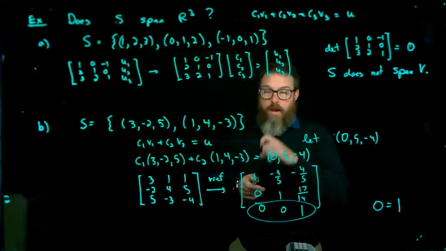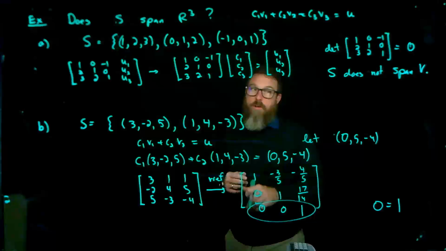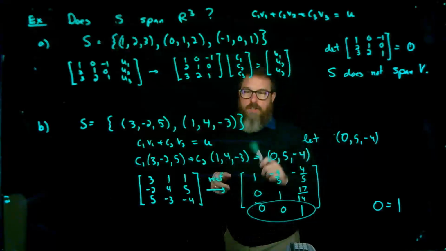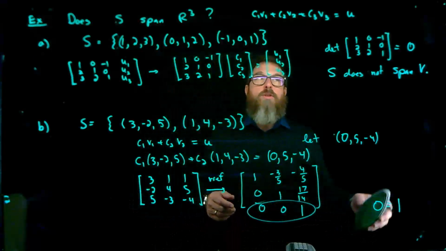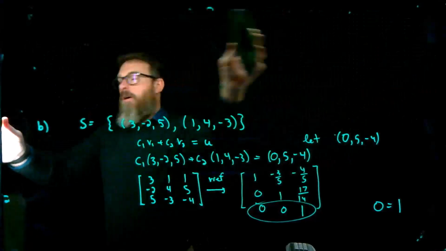So all I have to show to prove that something doesn't span is that it doesn't build every single vector in R3, and there's a vector that doesn't work. So let's get to the geometry of why I knew this was going to fail, so then you can use your intuition as well. And that'll finish off this video.